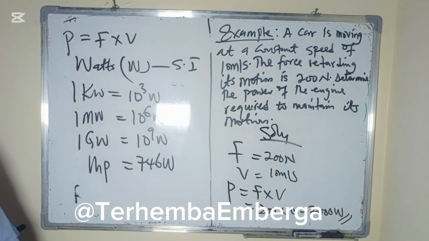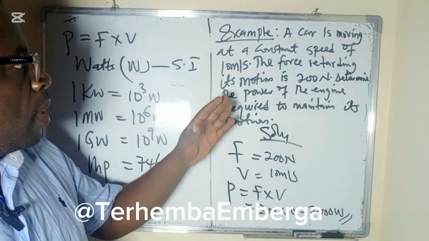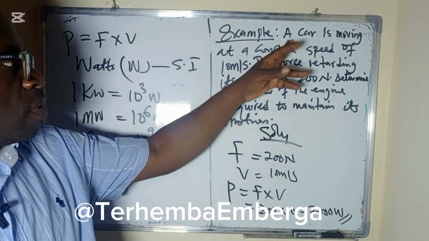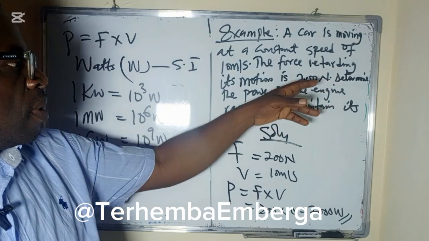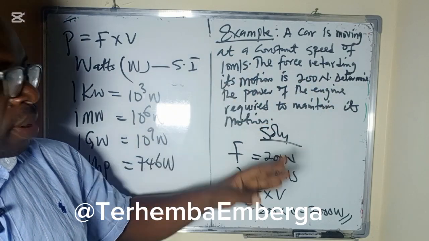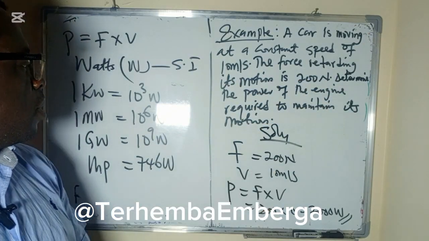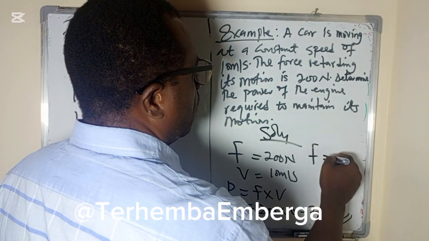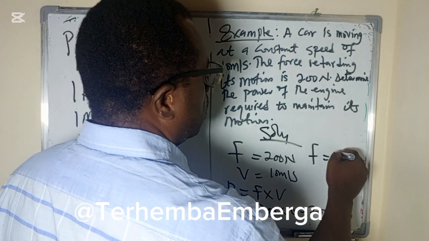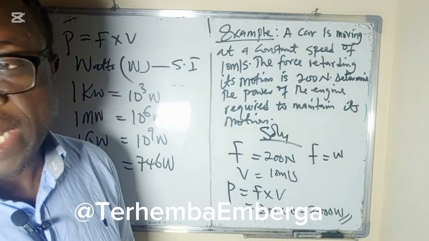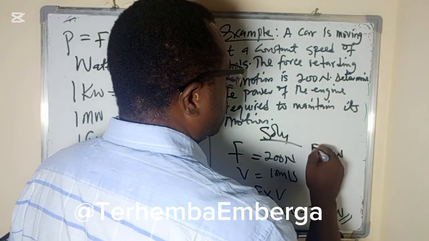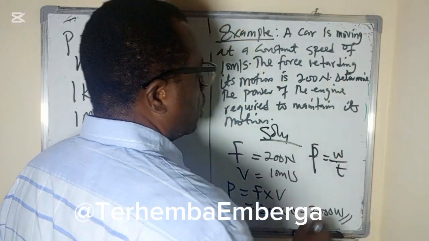So, if you are asked to calculate power and you are given force and speed, this is the formula you use. But sometimes you may be given the work done directly and the time, so you can use this to calculate your power.